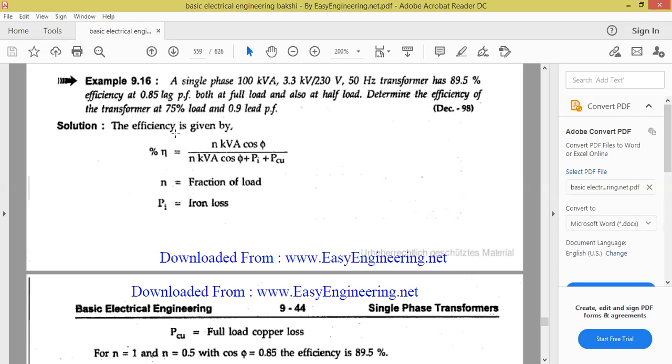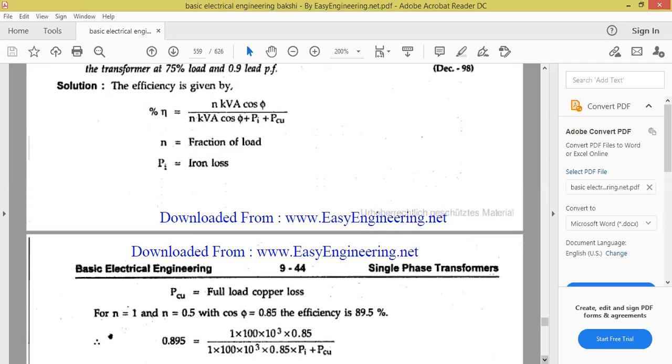So first, efficiency at any load formula, we know: N into VA rating into cos theta by N into VA rating cos theta plus copper loss plus iron loss. Here the formula is copper loss at new load. What is the formula for copper loss at any load? Copper loss at any load equal to small n, N square into copper loss at full load. So N, iron loss, full load copper loss.